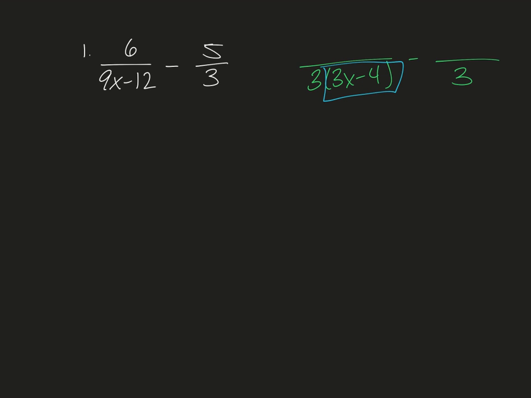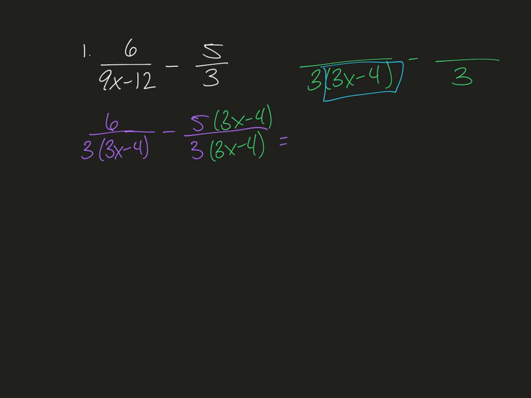So what I'm going to do is multiply the top and the bottom by 3x minus 4. So the first fraction is going to stay a 6 over, and then that factored form, 3x minus 4. The second fraction is 5 over 3, but now the top and bottom needs to get multiplied by that 3x minus 4. Remember, when you multiply the same thing on top and bottom, it's like multiplying by 1. And now we're going to actually do the math to get that.